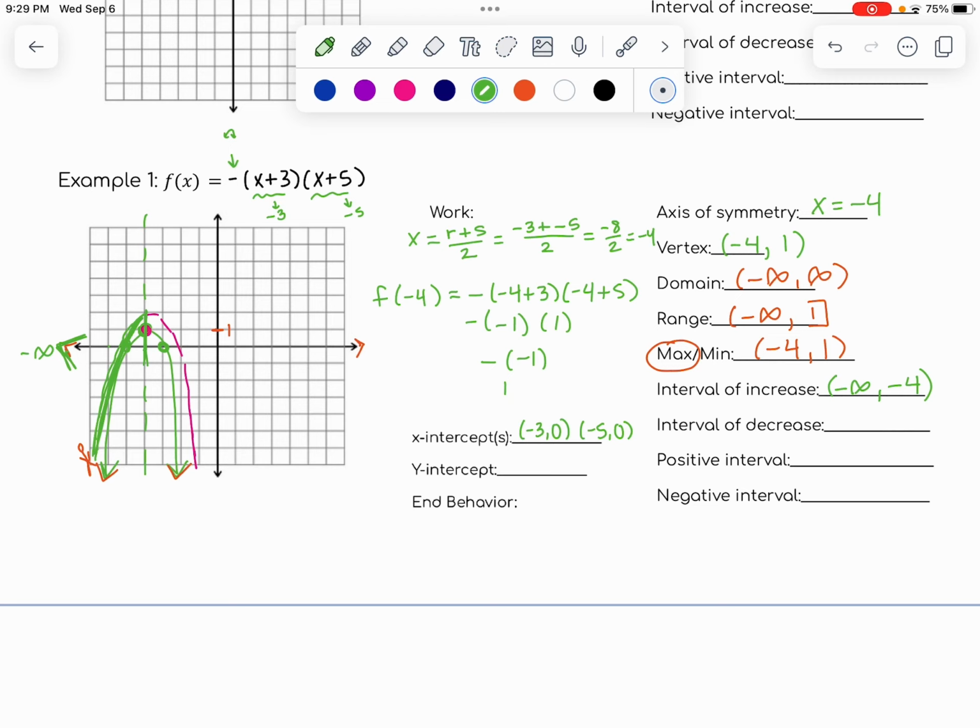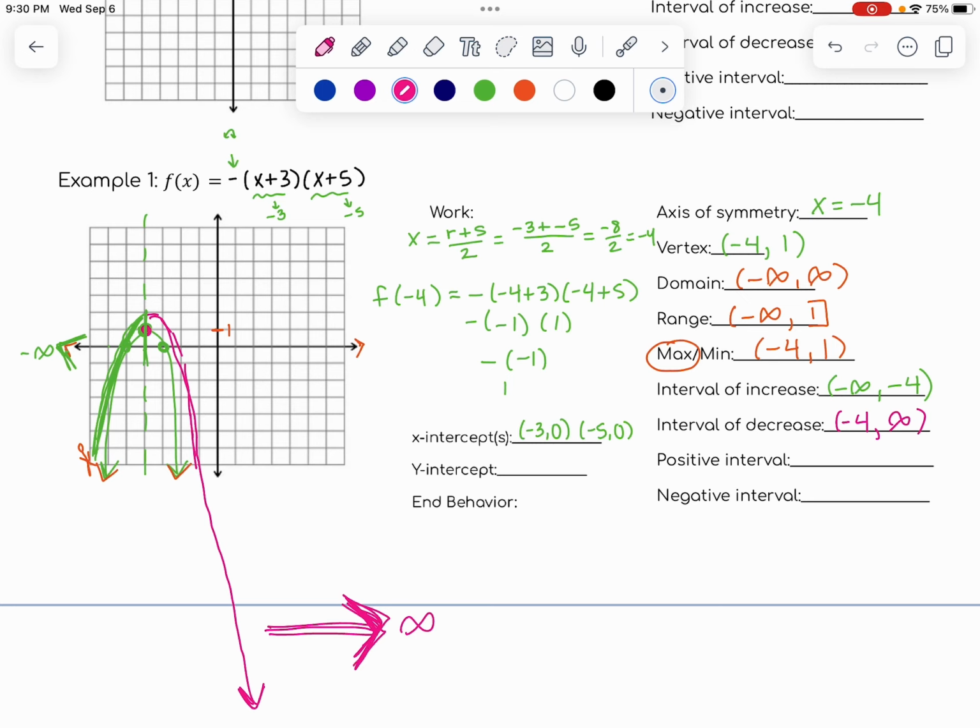Of course, once we're done increasing, it's time to start decreasing. So the interval of decrease starts exactly where the interval of increase stopped, at -4. And then it continues to decrease forever and ever as I keep going to the right. So it is decreasing all the way until positive infinity. I know that can be confusing, but remember it's because we're moving to the right. I know it's going down. We said it's decreasing, but our interval is the x values.